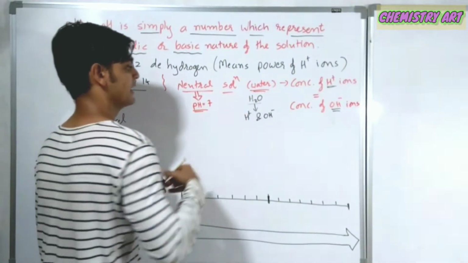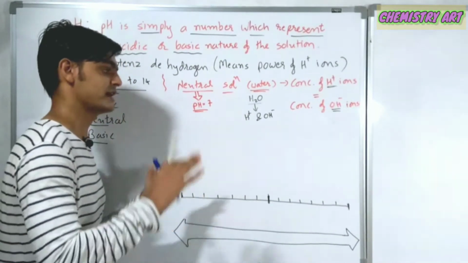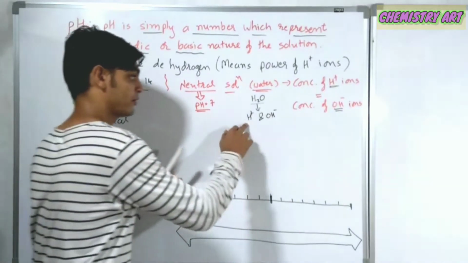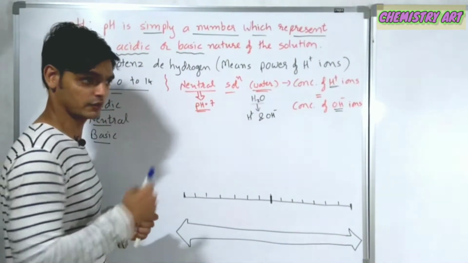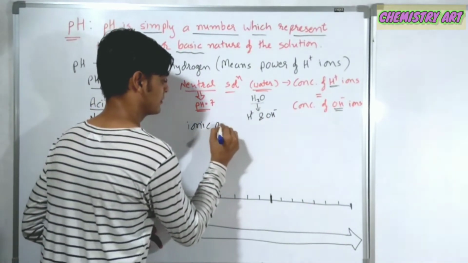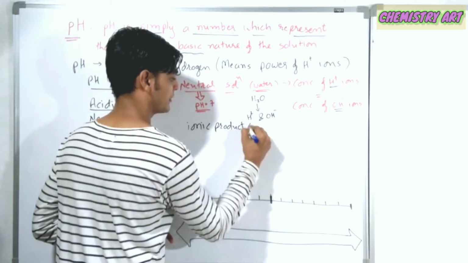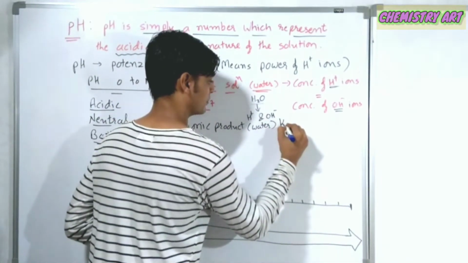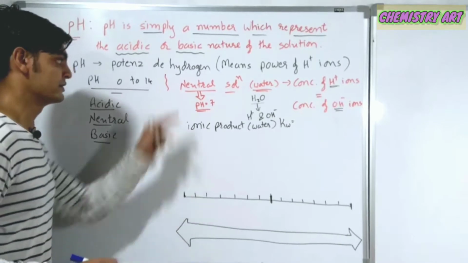The H plus and OH minus concentrations are the same in water, and since a positive ion and a negative ion are there, we can say that water is an ionic compound. It's an ionic product. For example water, and for that we write Kw. We write Kw for any ionic product which is neutral.